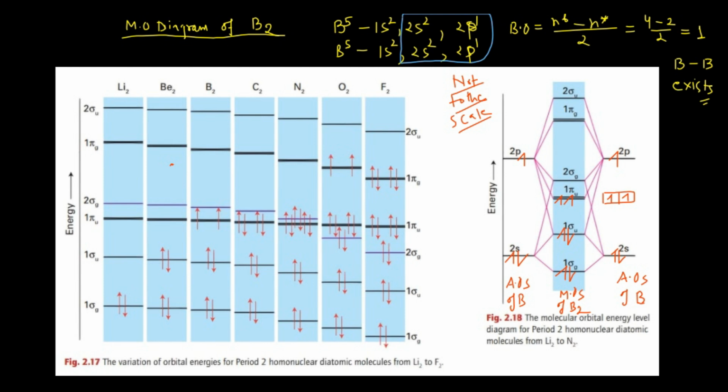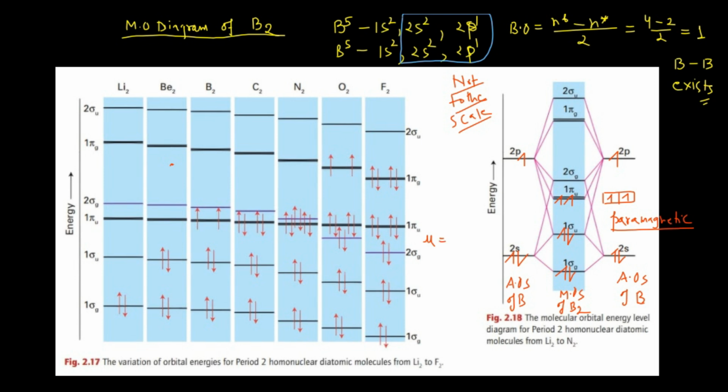But if you want to know the magnetic nature or the magnetic behavior, then you have to focus on this particular molecular orbital diagram. Here you see, this is an unpaired electron, this is another unpaired electron, right? These two are unpaired electrons. When these two are unpaired, what will happen in that case? So this is paramagnetic in nature. So I am writing here, this B2 is paramagnetic.